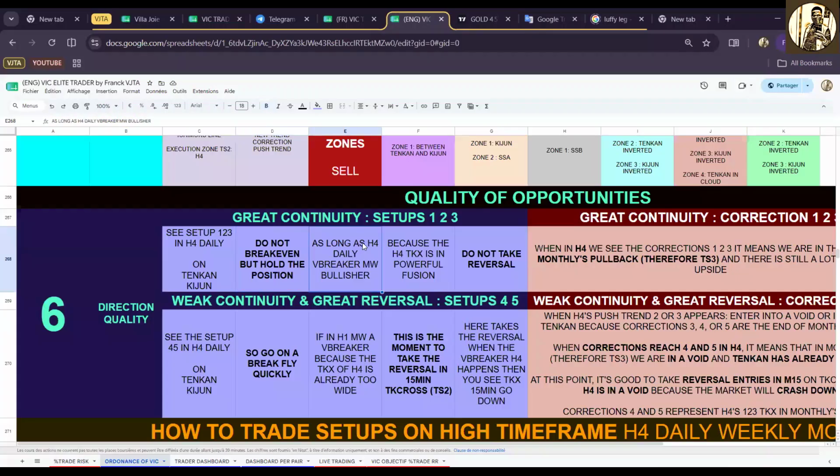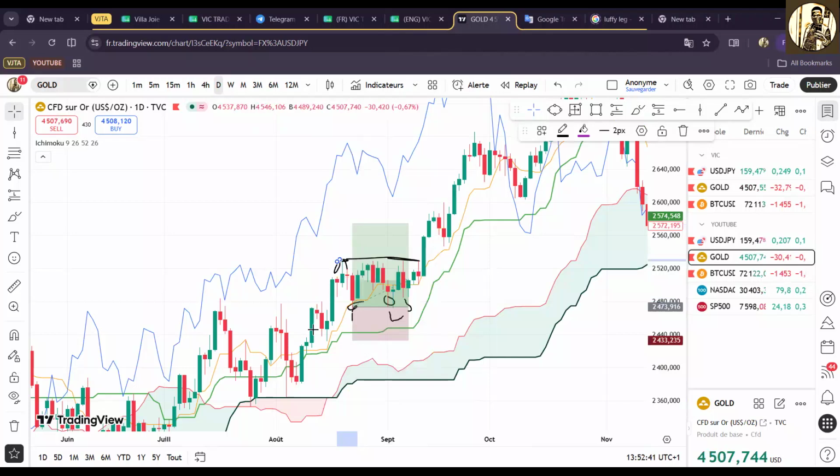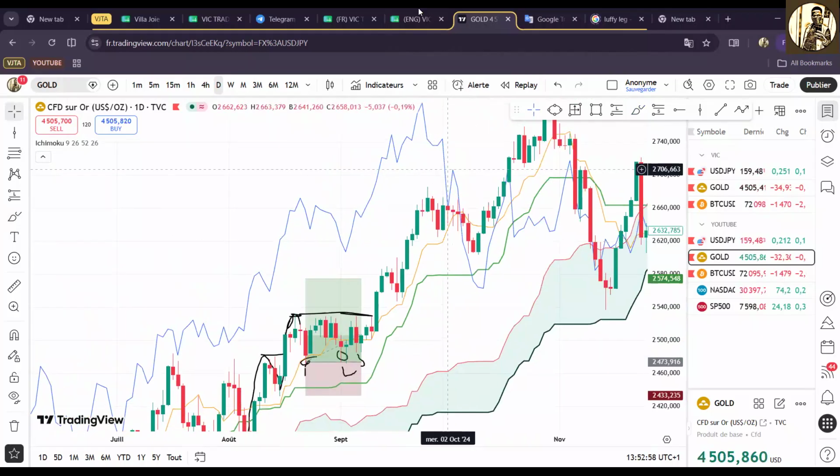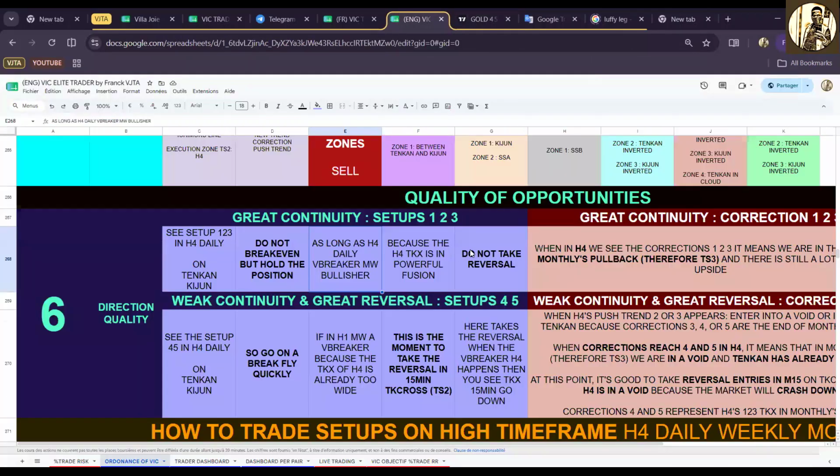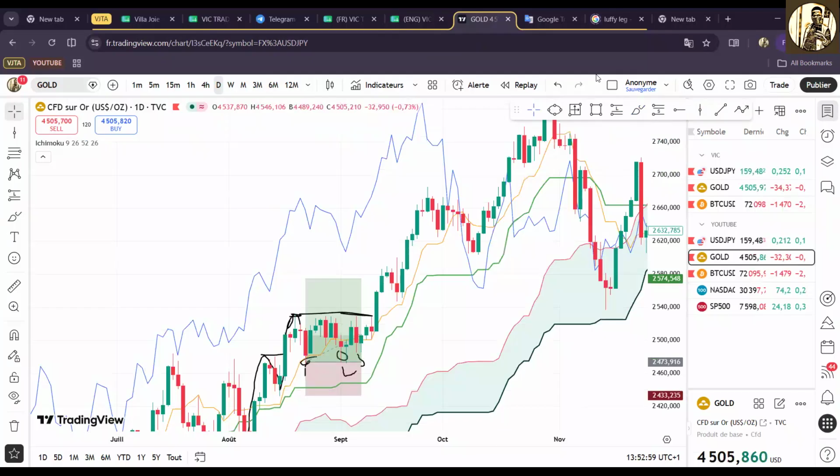As long as the H4 or daily V breaker is bullish, as long as we had this V here that has been broken to the upside, so it is a bullish V breaker, this Tenkan 1, 2, 3 are so strong to the upside that you don't need to break even. Just place the entry and continue to the upside. Do not take any reversal. What I mean is, don't take this reversal to the downside because the trend is still up.